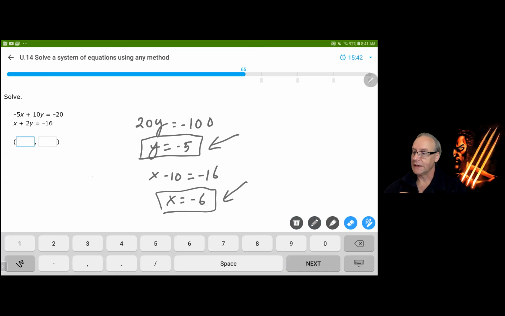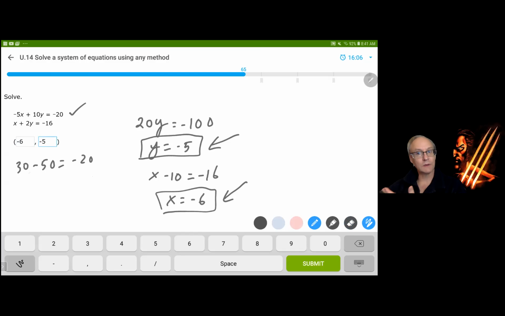And I have a negative 6 for x and a negative 5 for y. Now let's put it into our top equation. Negative 5 times negative 6 is 30. And negative 5 times 10 is negative 50. And when we add those together, we get negative 20, which does work with our top equation.